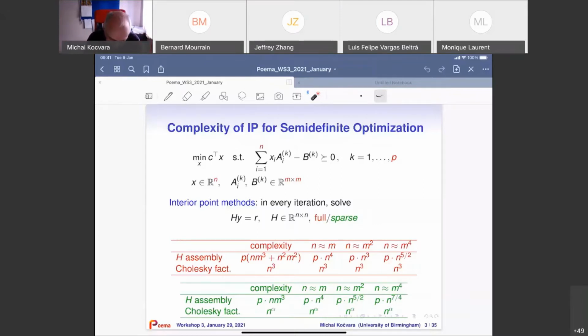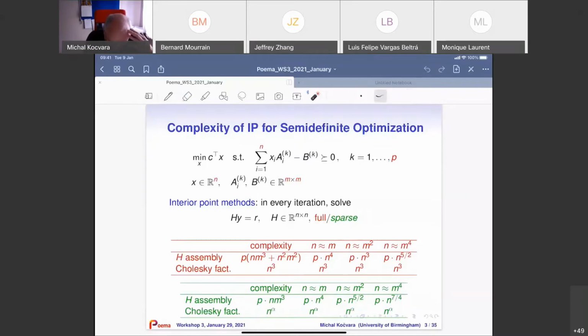The situation is even more clear in the case when the matrix H is sparse. Then the Cholesky factorization depends not only on the size of the matrix, but also on the sparsity structure of that matrix. So I just have some alpha there, which is a number between 1 for a diagonal matrix and 3 for a full matrix. Typically it's around 2.